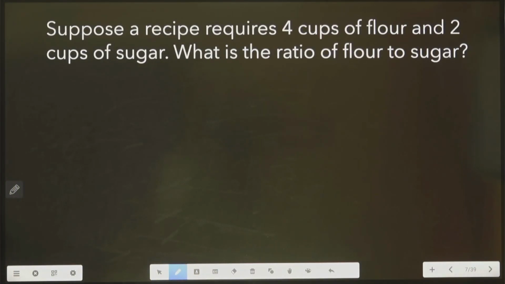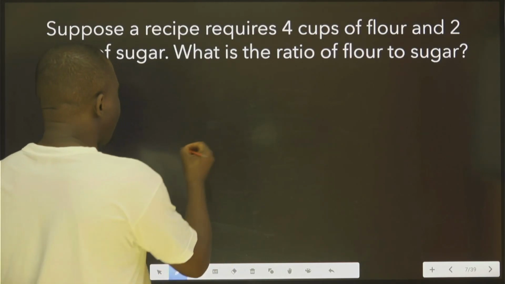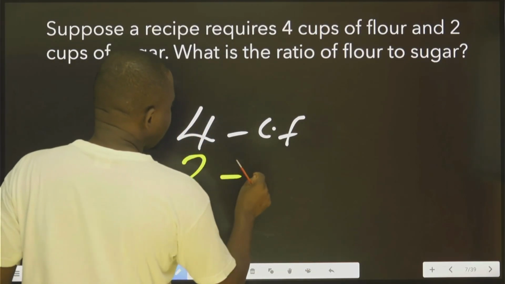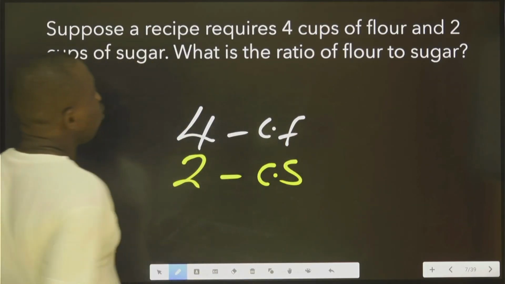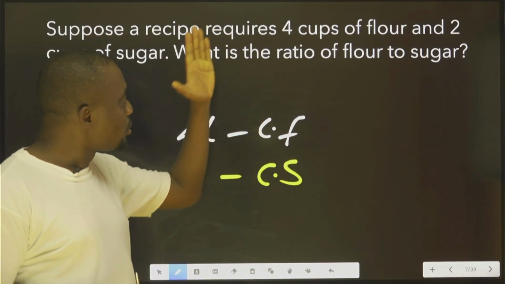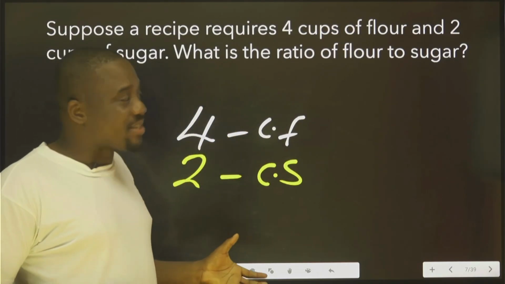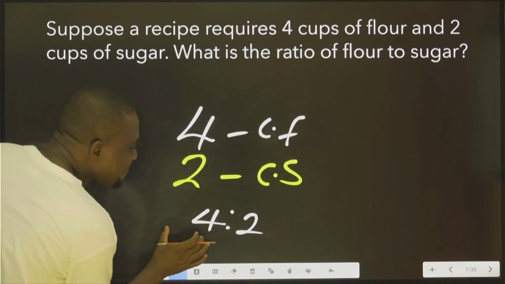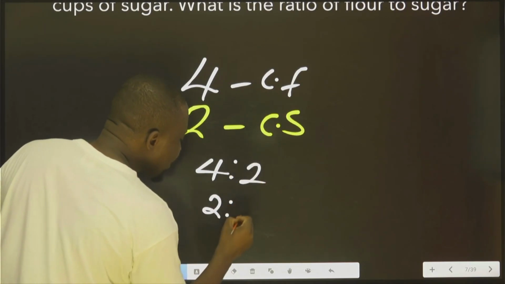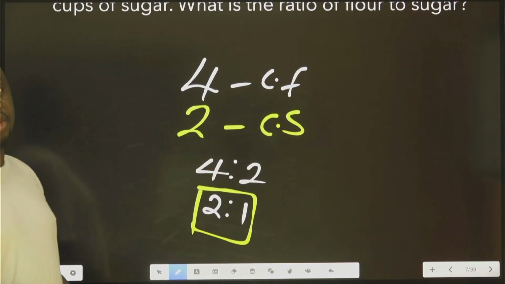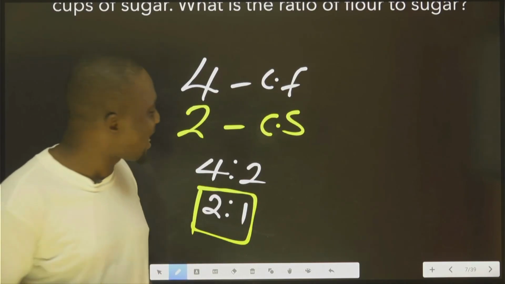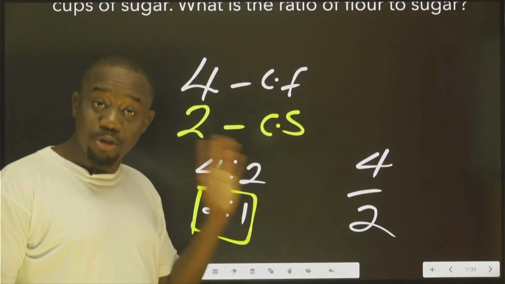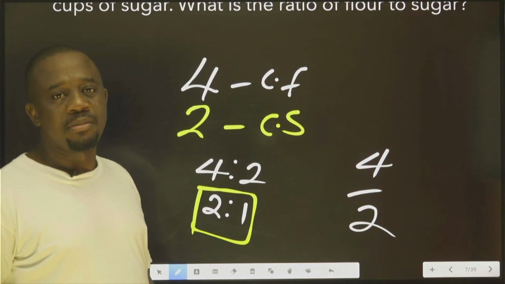Look at this. Suppose a recipe requires 4 cups of flour and 2 cups of sugar. What is the ratio of flour to sugar? To express this, that is flour to sugar, we say 4:2. The simplified form of this is 2 here is 2, 2 here is 1. This is the expression, this is the simplified form. As I said, you can simply say 4/2. Then you divide, but not decimal. It must be in fraction.